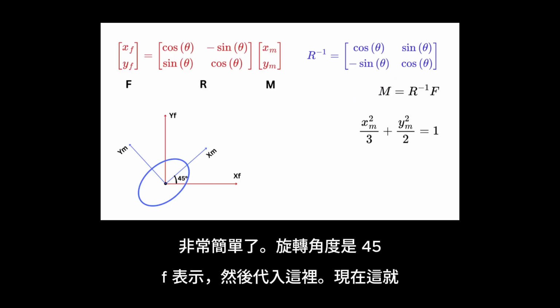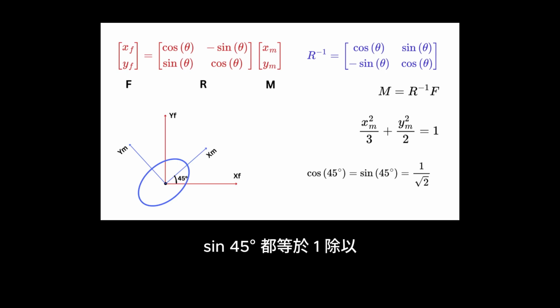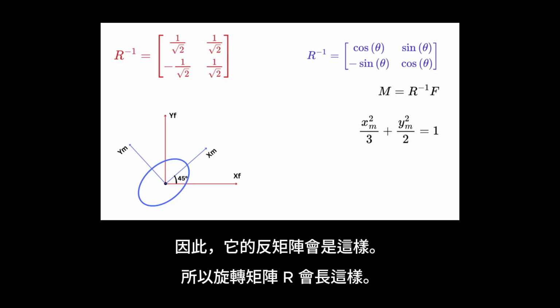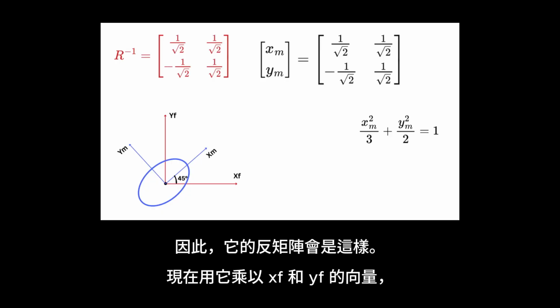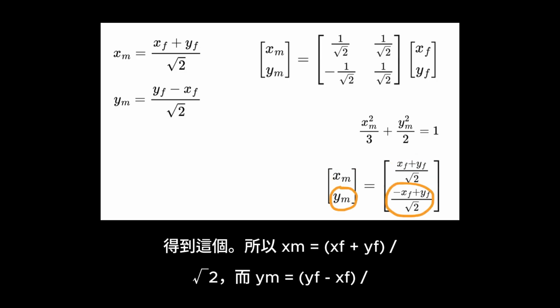This is now very simple. The rotation angle is 45 degrees. For 45 degrees, both cosine and sine 45 degrees equals 1 divided by square root 2. So the rotation matrix R will be this. Therefore, its inverse will be this. Now multiply it with xf and yf vector to get this. So xm equals xf plus yf over root 2 and ym equals yf minus xf over root 2.